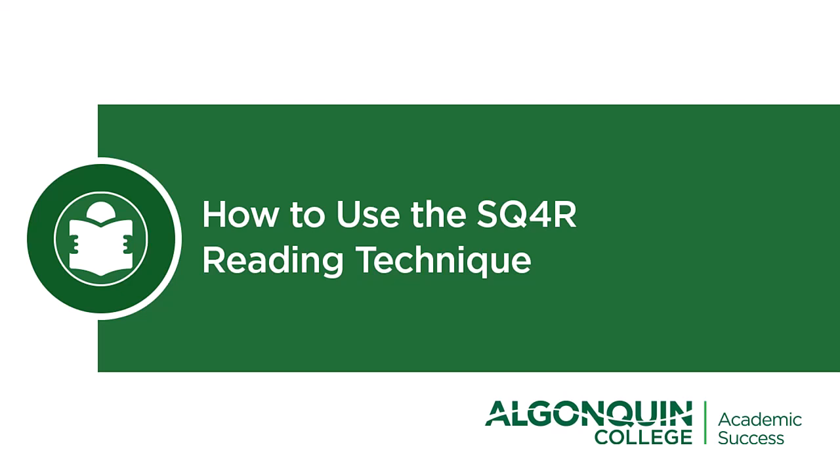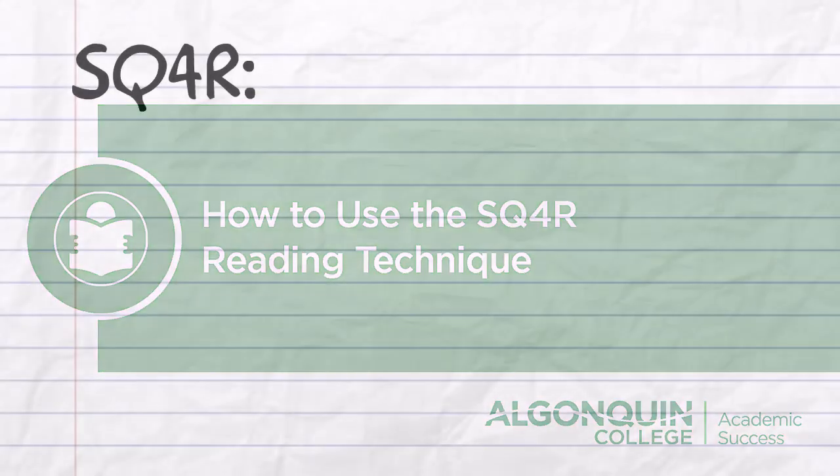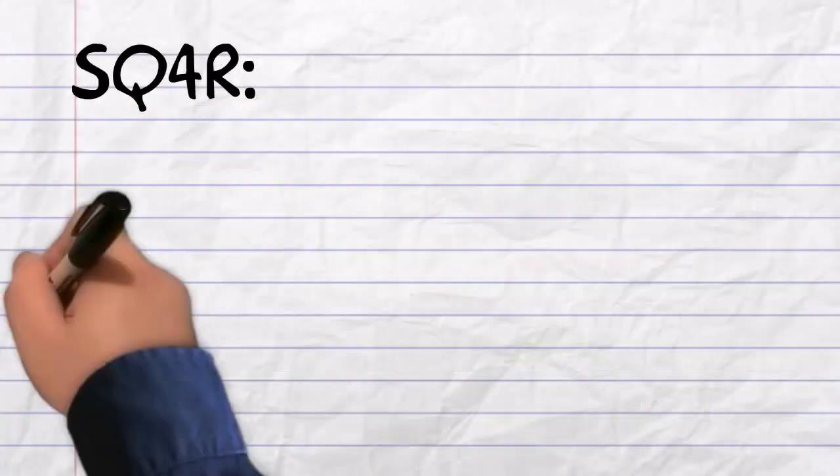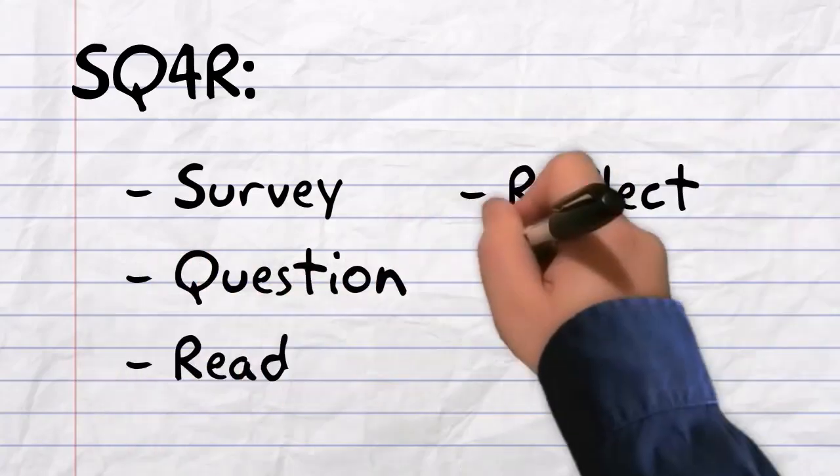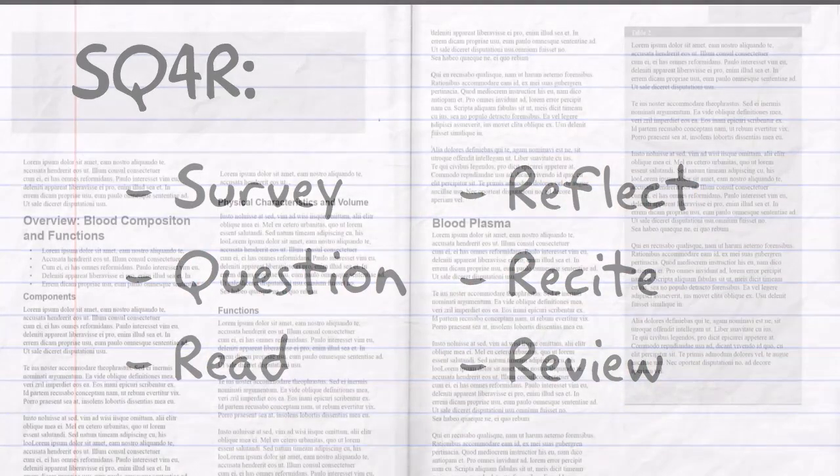This video will explain the SQ4R method of active reading. By engaging this method when you read your textbooks, you can overcome many of the difficulties you may encounter when dealing with hard-to-read and hard-to-understand material. SQ4R is an acronym for Survey, Question, Read, Reflect, Recite, and Review.